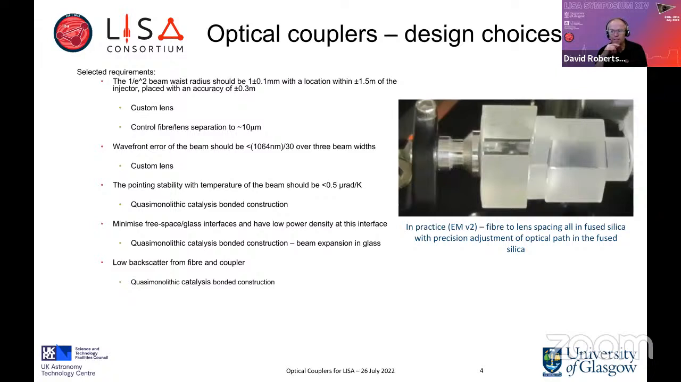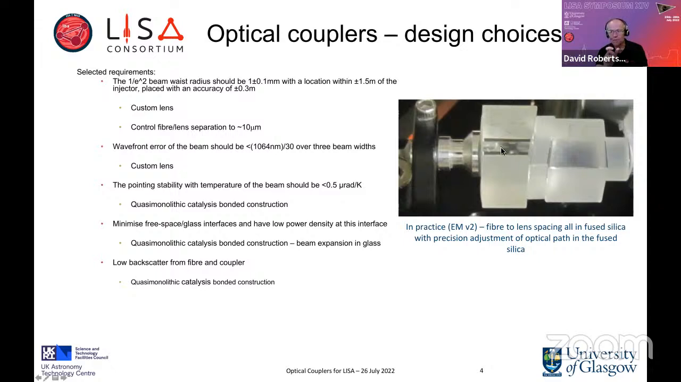So, as you'll see in a couple of the slides already, the system we've gone for is, as you can see in the picture here, essentially almost as a bonded together. It's using hydroxide bonding to bond together a block in which the fiber is mounted, some fused silica, essentially lumps, very carefully known lumps that control the optical path, and the lens on the end of it.